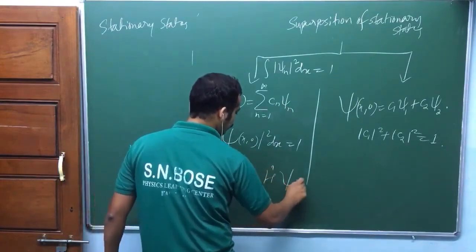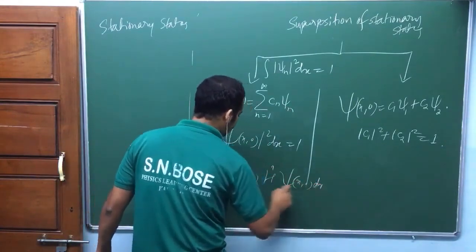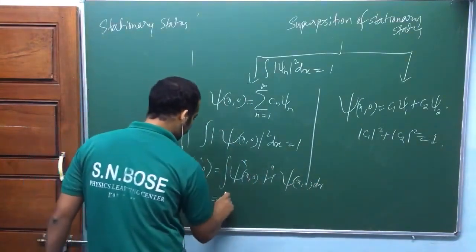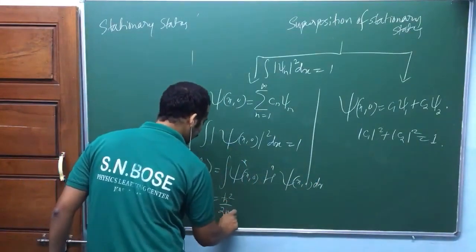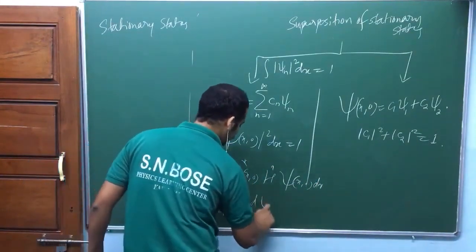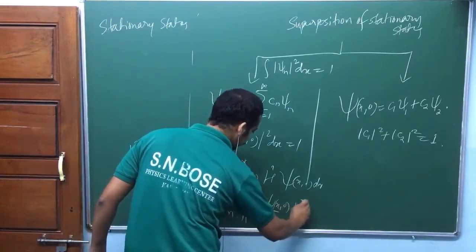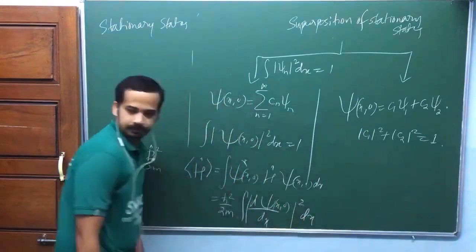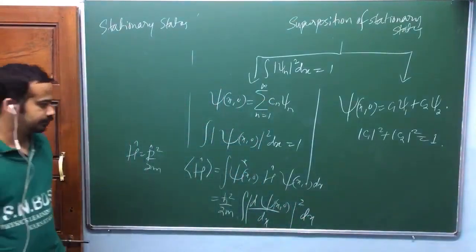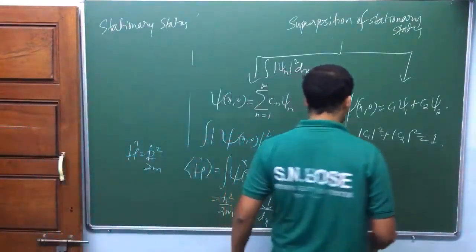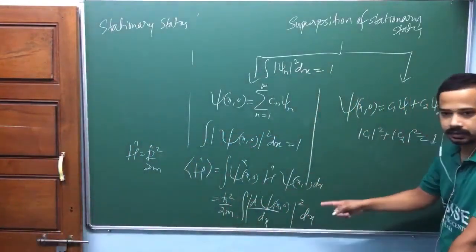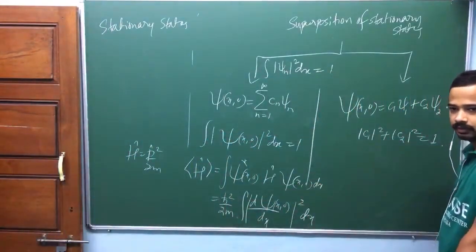H cap. If H cap contains only p cap square by 2m, I told you the trick. What is this one? d square by dx square, in the case of particle in a box. But here don't do it like this. It would be lengthy.